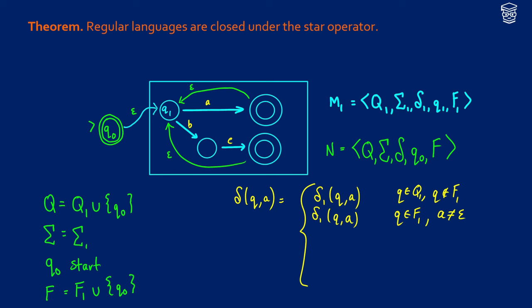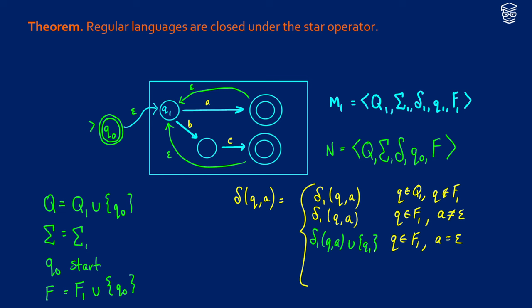But what if it is the empty string? So now this is going to be a new case. We're in F1, and the input we're reading is the empty string. Well, now we want to do whatever we originally did, so we're going to say delta 1 of Q and A, but we also want to send it somewhere else, because if we take a look at this bit right here, we're sending our state back to Q1. So we want to do whatever the original transition function said for M1, and then we also want to send it to Q1 as well. So we're getting two outputs for this.